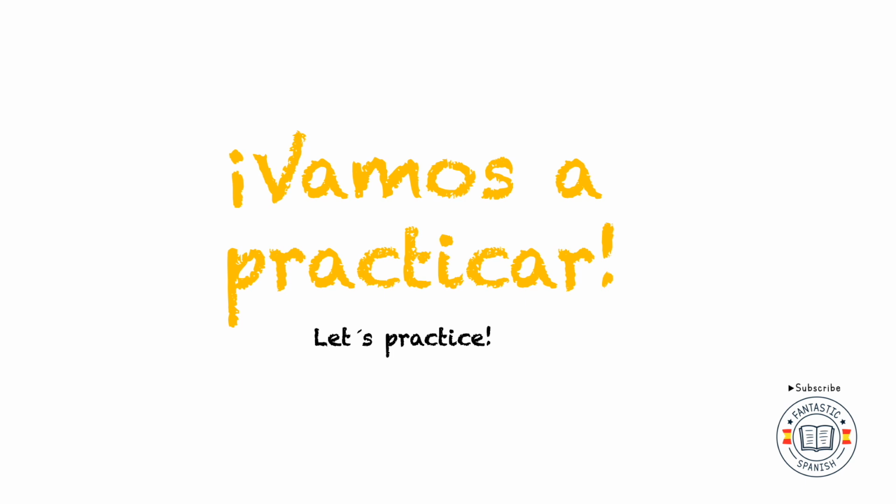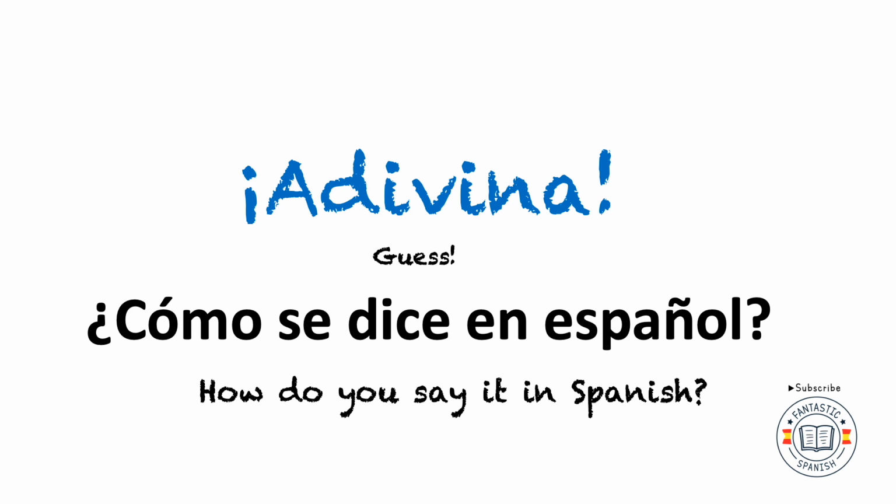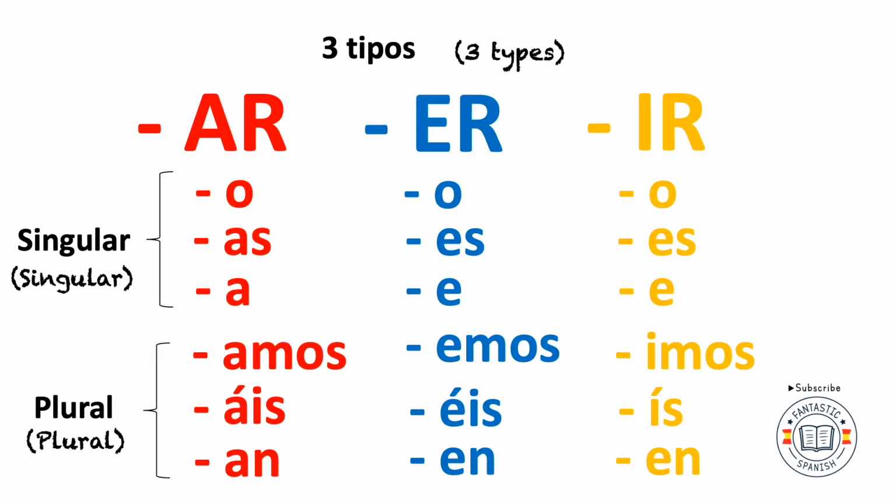Y ahora vamos a practicar. Let's practice these endings a little bit. ¿Estás preparado? Are you ready? Okay. ¿Cómo se dice en español? How do you say it in Spanish? So I'll say the verb in English, and right after I say it, you will try to guess it in Spanish. ¿Vale? Make sure you know the 6 endings for each verb type before you join the game.